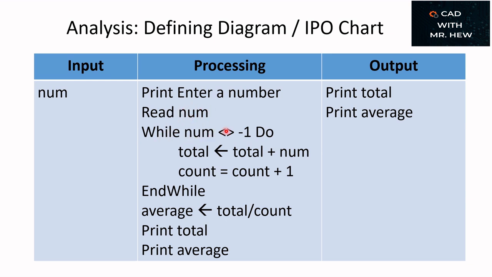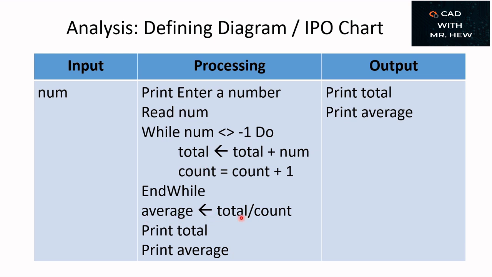Then while num is not equal to -1, which in today's video is a sentinel value, do these set of instructions or statements. So total will be assigned total plus the number entered, which is stored in num. Then count will be assigned count plus 1, right? So when the user types in the sentinel value, which is -1, the while loop will end.